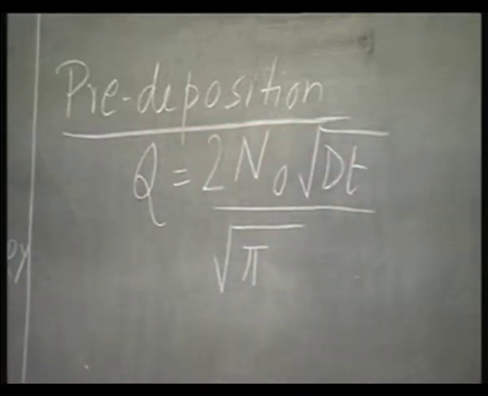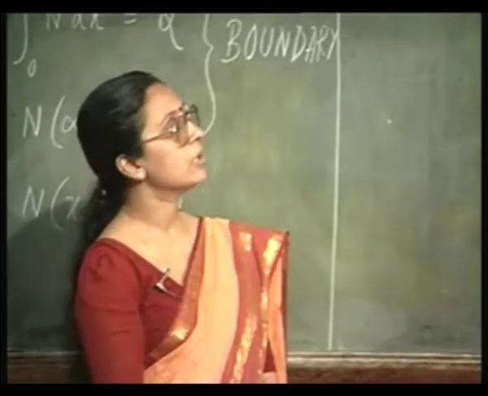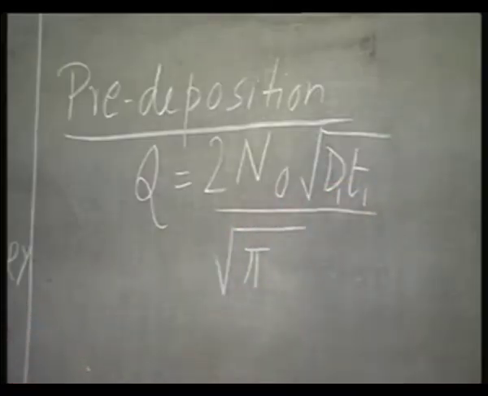In a practical diffusion system, the first step is pre-deposition, which is an infinite source diffusion, and at the end of this infinite source diffusion, the total amount of impurity that is put inside the semiconductor is given by 2N0 square root of Dt by pi. Now, let me use the suffix 1, D1 and t1, to characterize the pre-deposition process, because this is the first step in the diffusion. So, Q is given as 2N0 square root of D1 t1 divided by root pi.